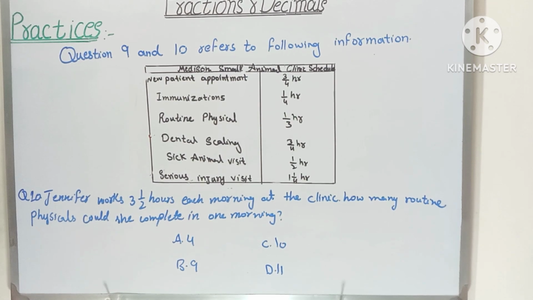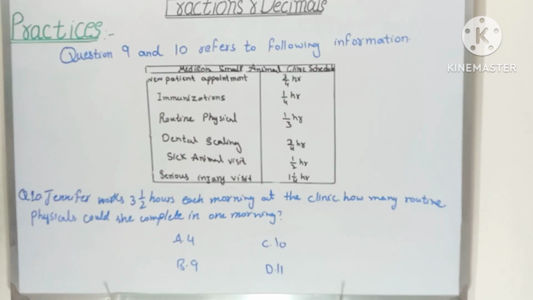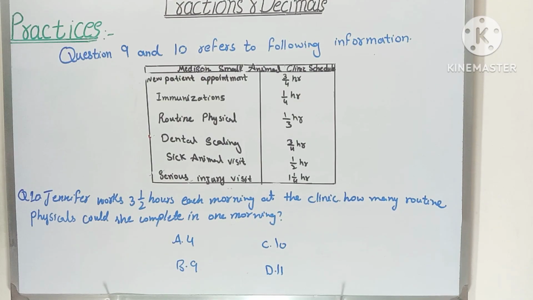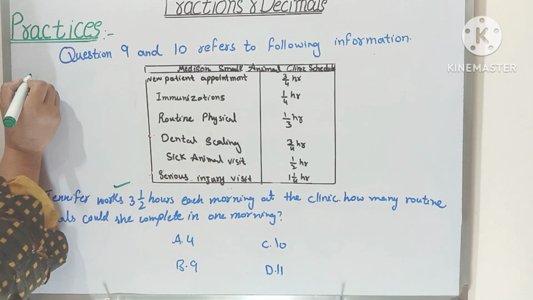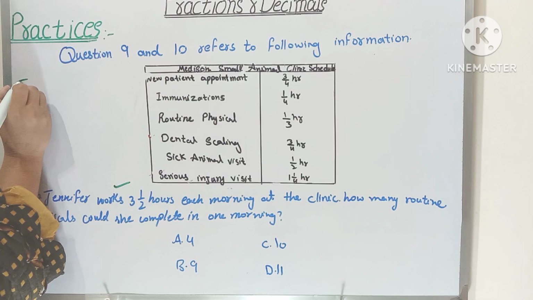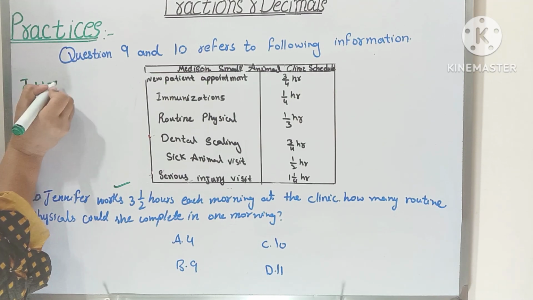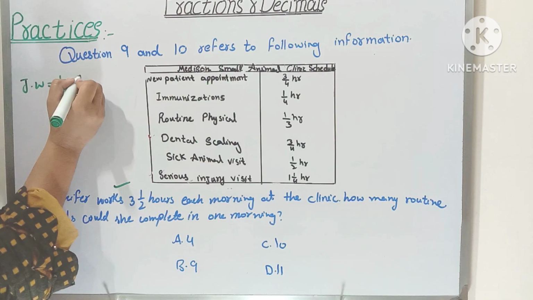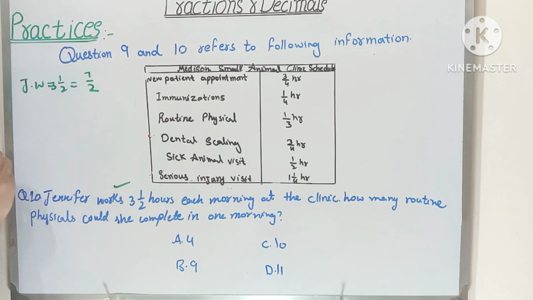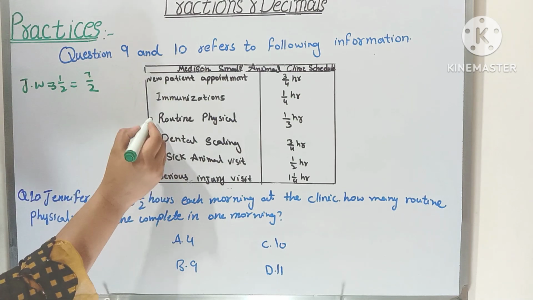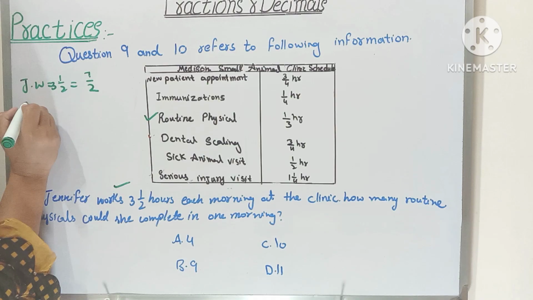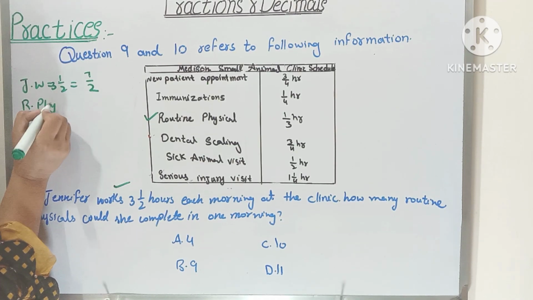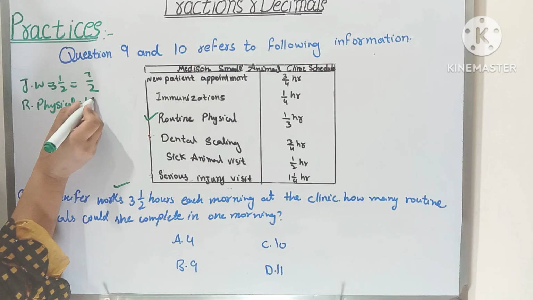Question number 10. Jennifer works 3 1/2 hours each morning at the clinic. How many routine physicals could she complete in one morning? So let's solve this question. The given: Jennifer works 3 1/2, 3 times 2 is 6 plus 1 is 7/2. Each routine physical takes 1/3 hour.